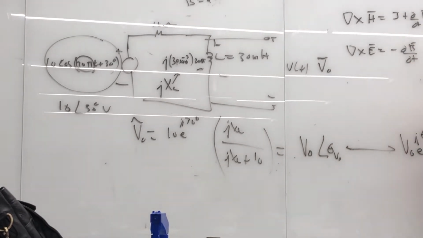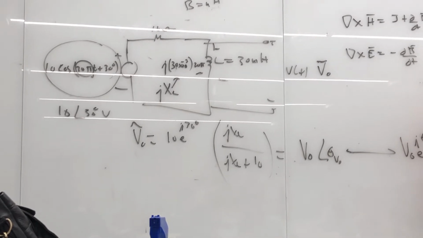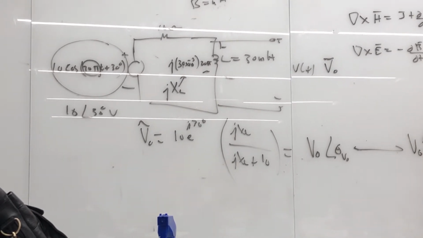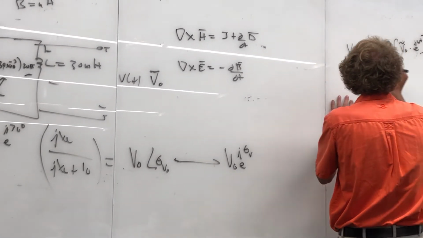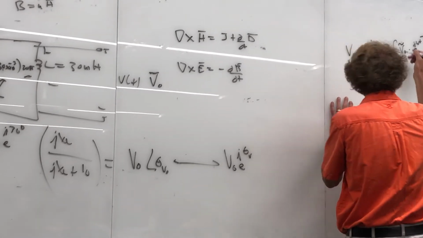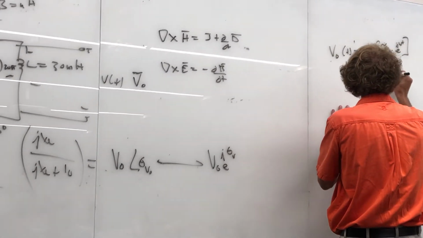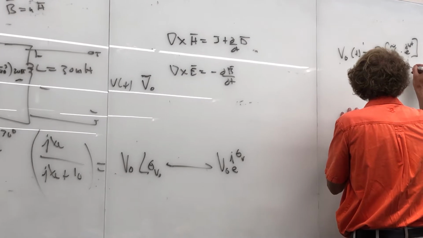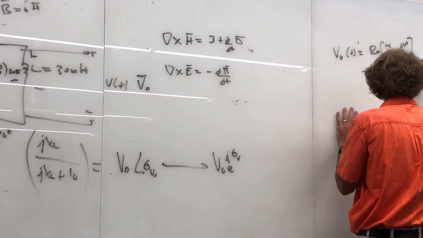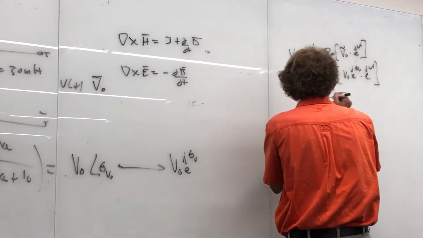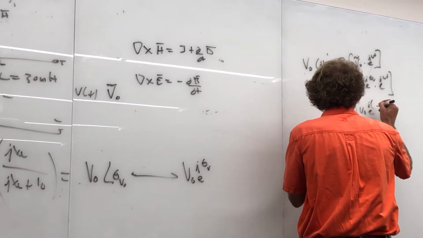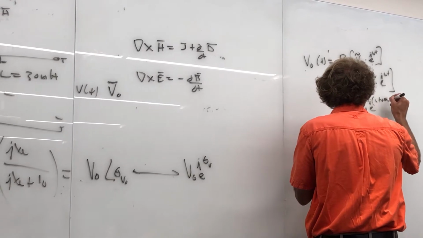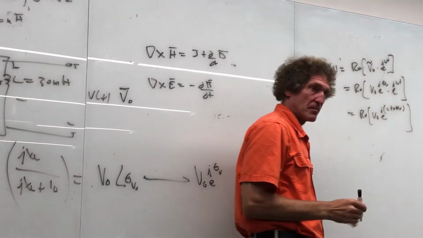Well, to get back into the time domain, to get V out of t, you take the real part of V out phasor times e to the j omega t. That means it's the real part of some V naught e to the j theta v times e to the j omega t. And that means it's the real part of V naught e to the j omega t plus theta v, the phasor form. Are you with me, class?